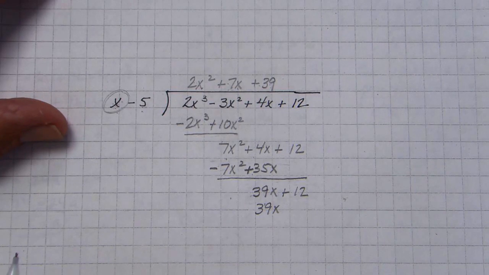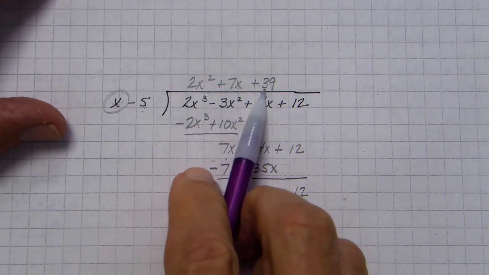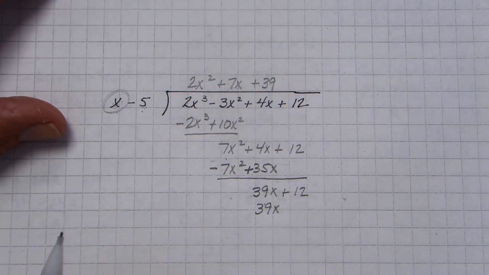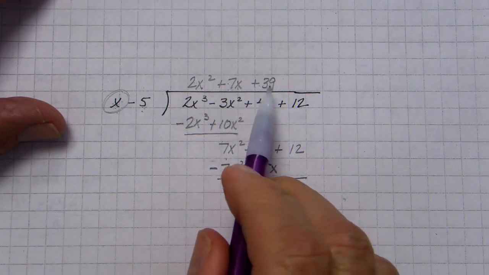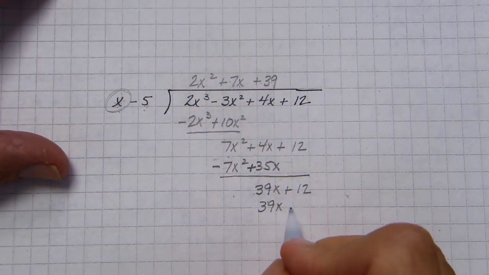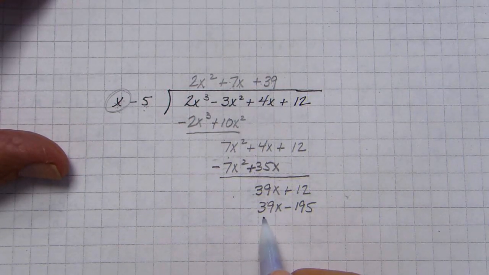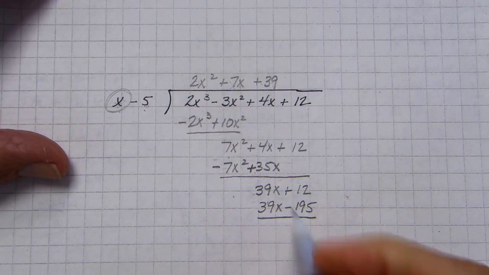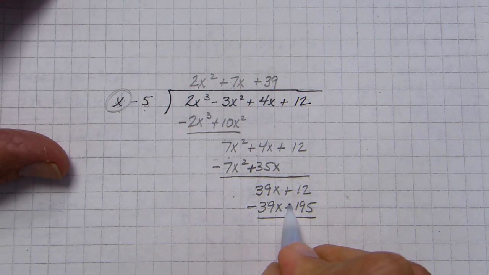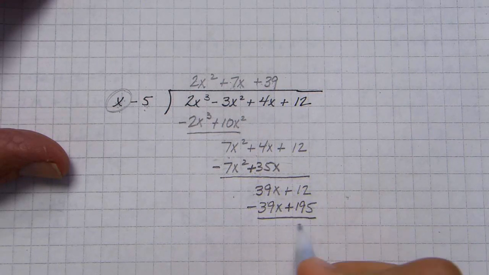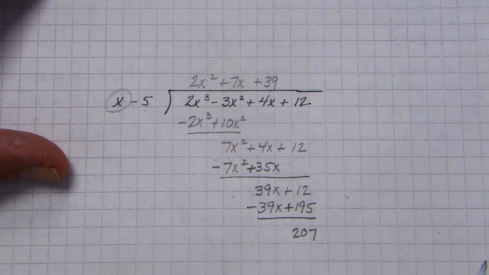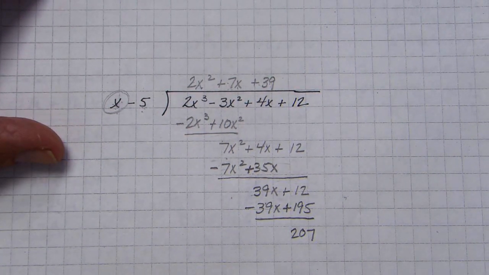Okay, let's see. That might be a calculator, but I can maybe do this in my head. 150 and 45, 195. Double check that. 150, yeah, negative 195. And so once again, I subtract this. So this becomes a negative, this becomes positive. And now I'll put it all together. These cancel. And then I'm left with 207, okay? And that would be the remainder, because I really can't divide x into 207.